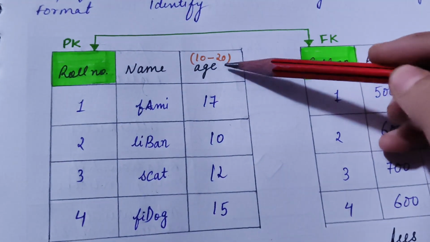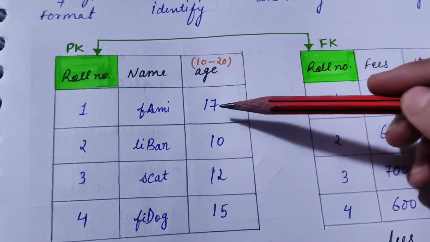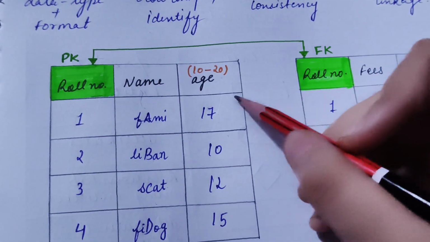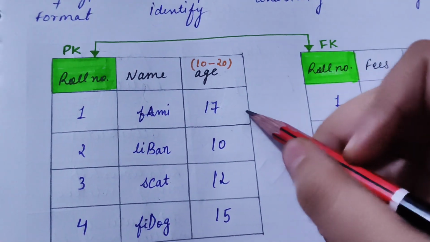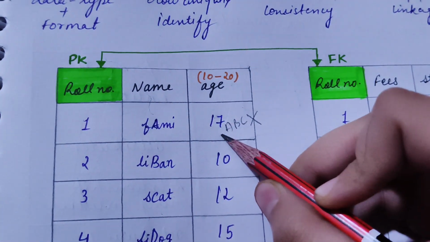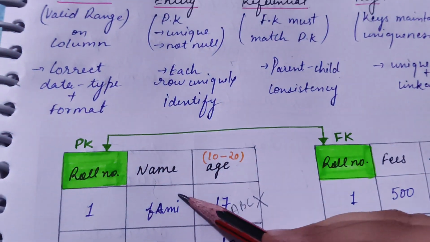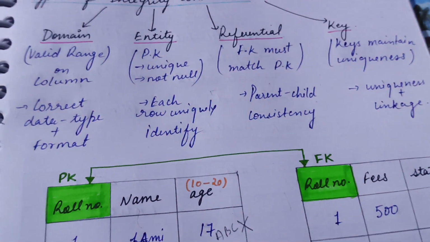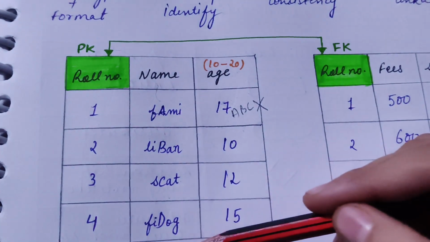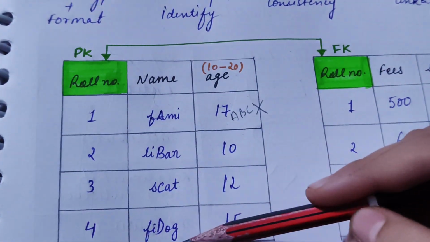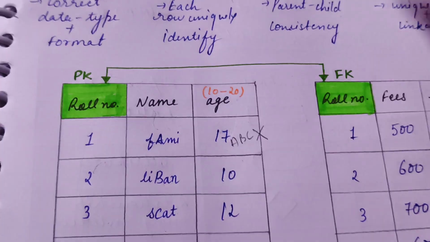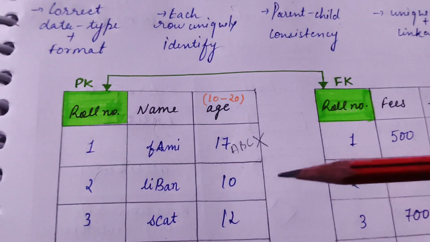For example, in the age column we can only enter the integer data type. I cannot enter data like ABC in this cell, as it is not allowed due to the domain constraint. Then we have name, which will have the character data type. Roll number has an integer type. So domain defines what data type should be entered and in which format.